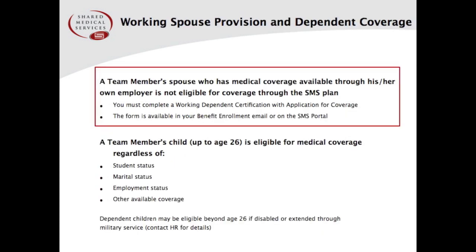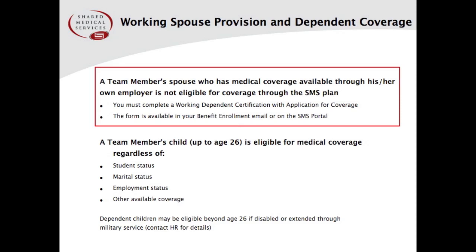Shared Medical Services has a working spouse provision in place. This means that a team member's spouse who has his or her own offer of coverage with his or her employer is not eligible on the SMS plan. Dependents through age 26 are eligible for medical coverage regardless of student status, marital status, employment status, or other available coverage or residence.